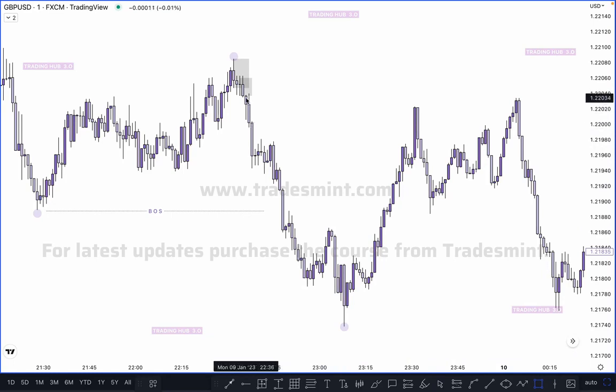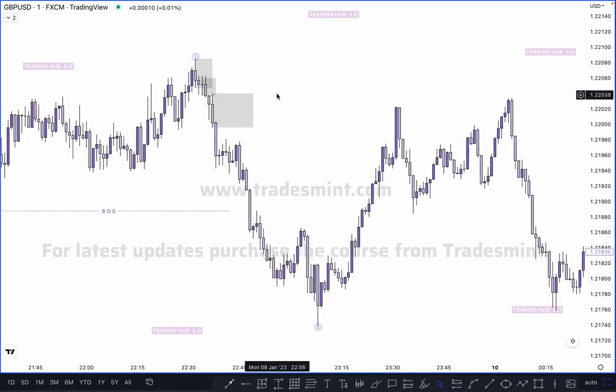This candle took out the previous candle high. It means this acts like our valid order block. Why? Because a proper imbalance is available here. Also, this candle took out the previous candle high.